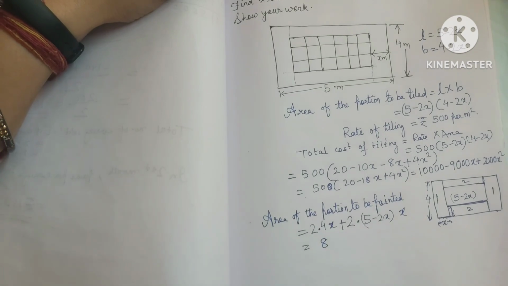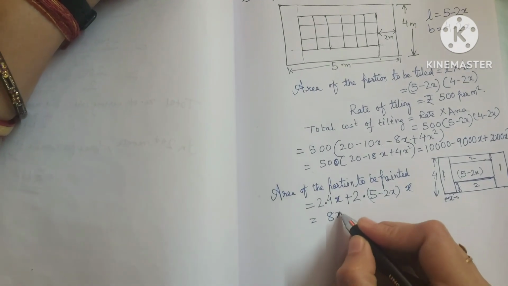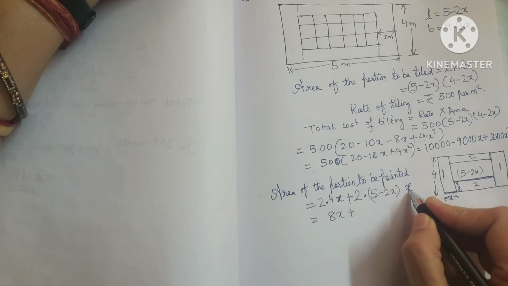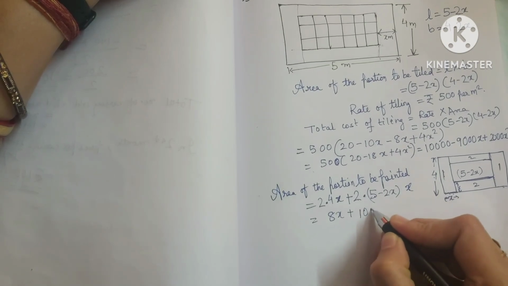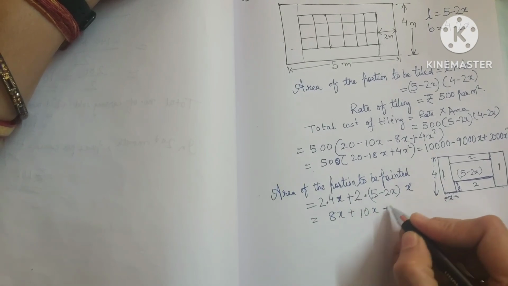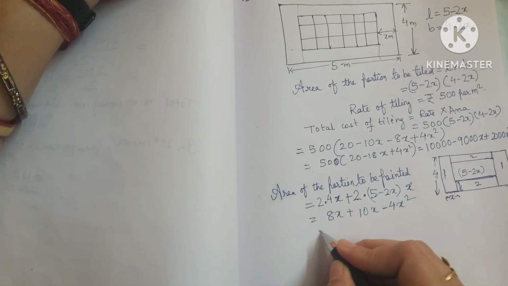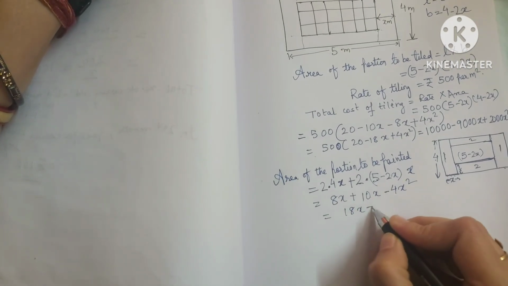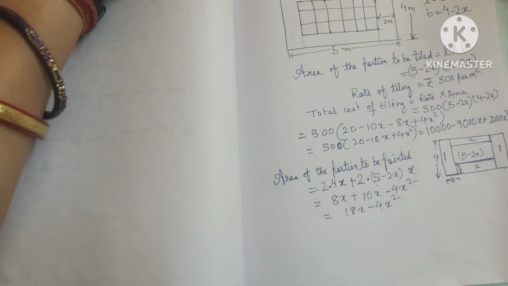This is 2 into 4 is 8x. And 2 multiplied by 5 with this x again, 10x. Then 2 multiplied with minus 2x and this x, it will be minus 4x square. I hope you are able to understand. This will be 18x, 10x plus 8x, 18x minus 4x square.